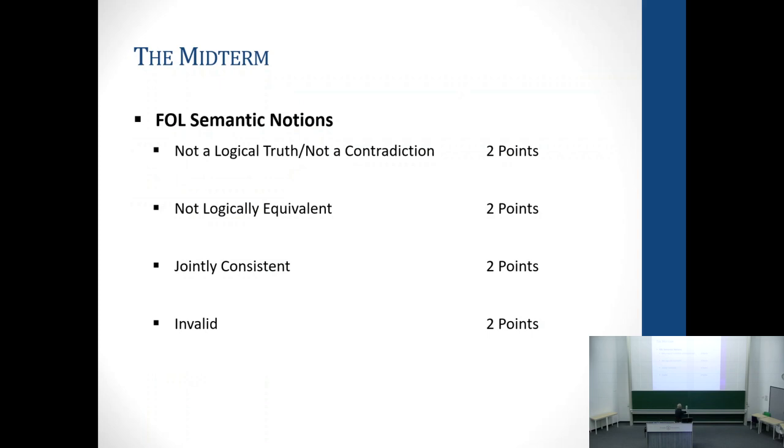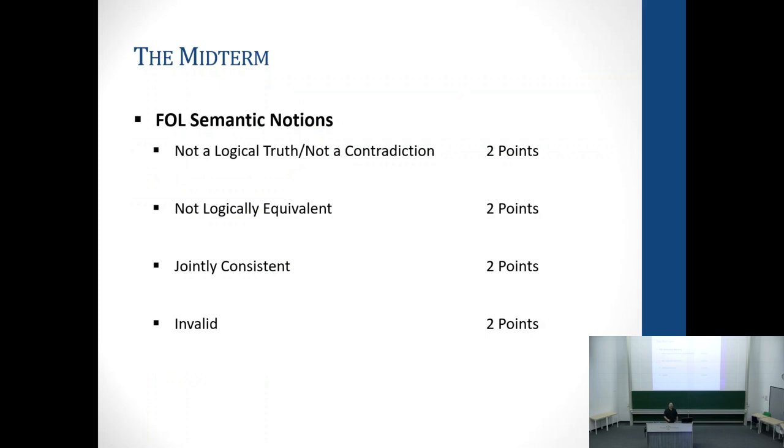I'll first give you one sentence, and I'll ask you to show me that it's not a logical truth and not a contradiction. Then I'll give you a pair of sentences, ask you to show me they're not equivalent. Then I'll give you some sentences, ask you to show me they are consistent. And finally, I'll give you an FOL argument. You'll show me it's invalid. This is the same stuff that we were doing, the exercises on pages 101 and 102 last week. It's one of each type.